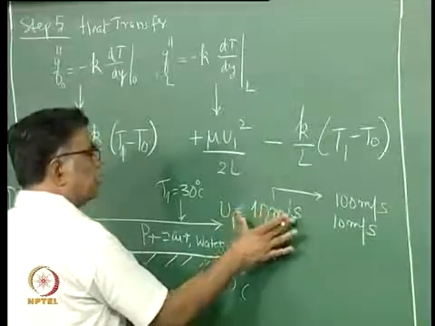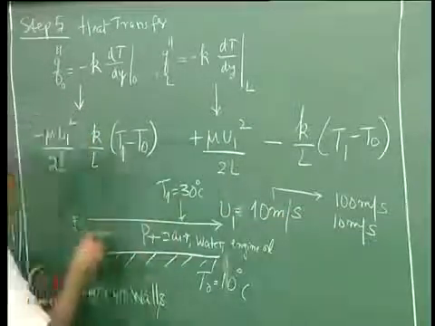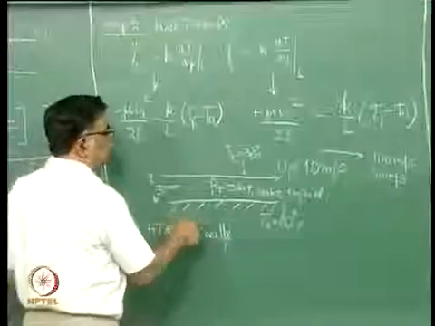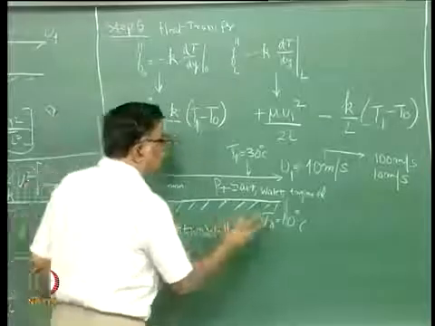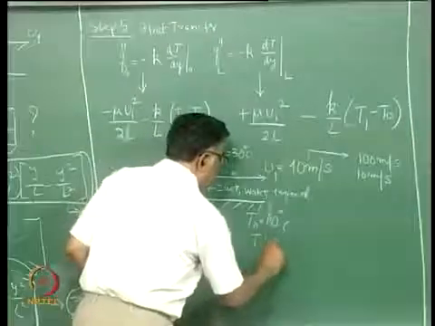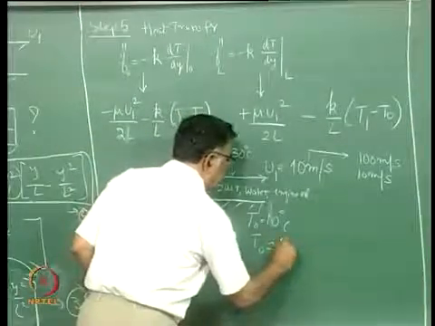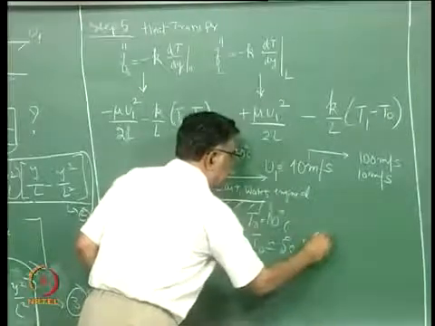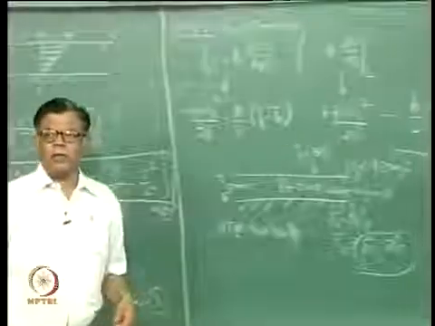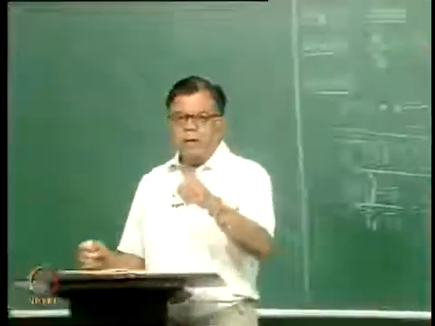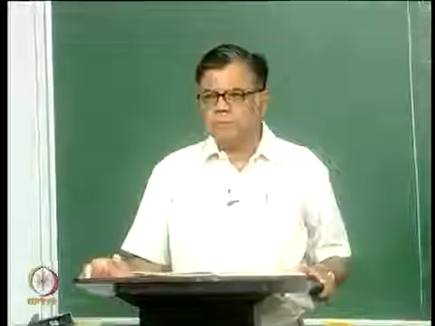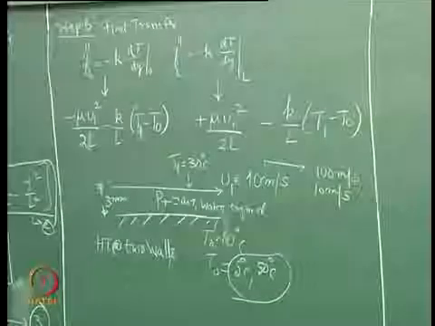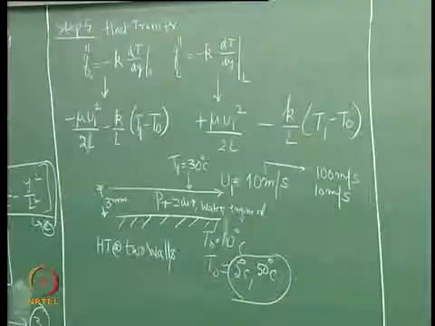keep it at 10 meters per second, change the bottom temperature T0, take 5 degrees centigrade and 50 degrees centigrade. You get the point what I am trying to do here. Prandtl number, 3 Prandtl numbers: air, water and oil. Higher velocities, 10 meters per second is very small.